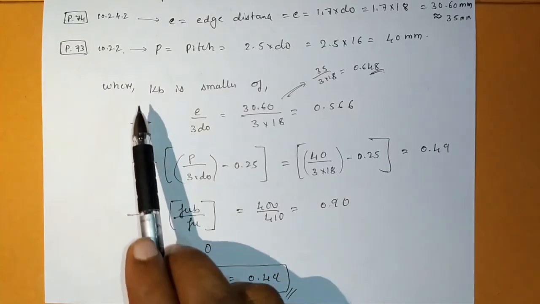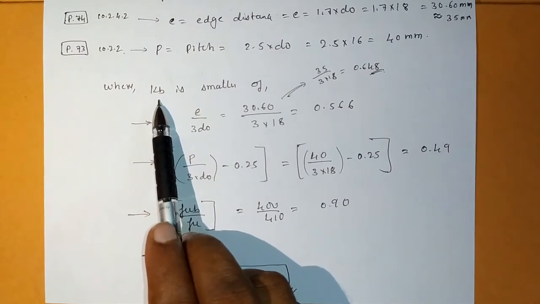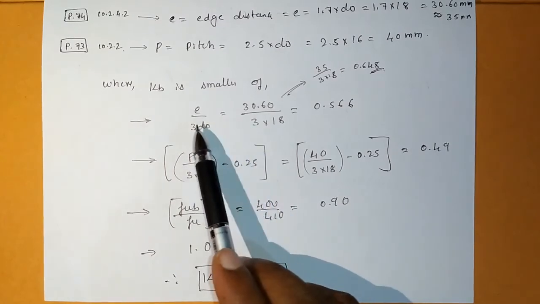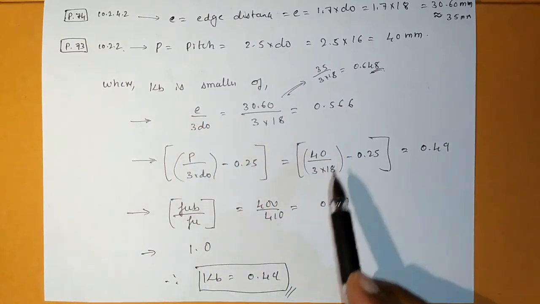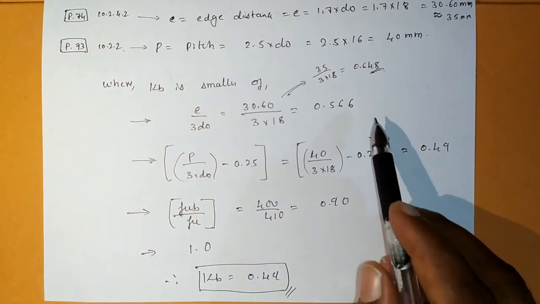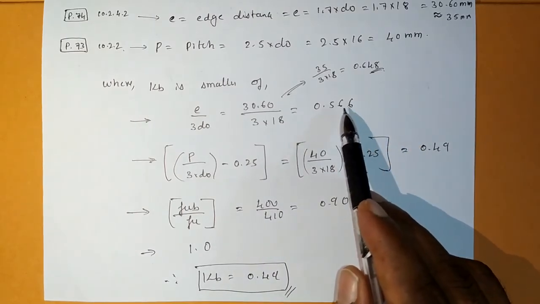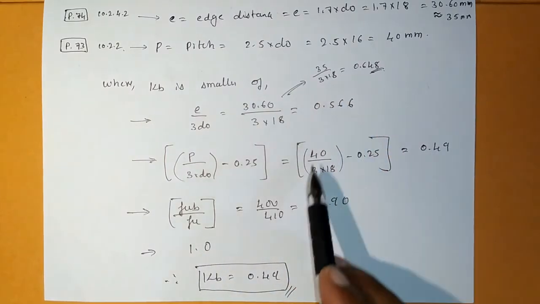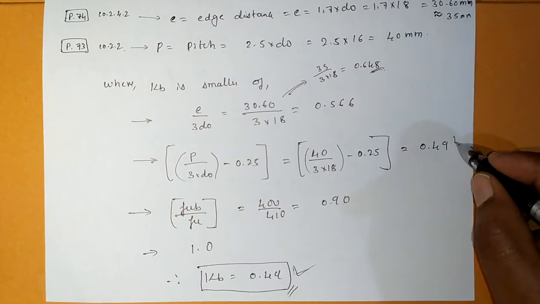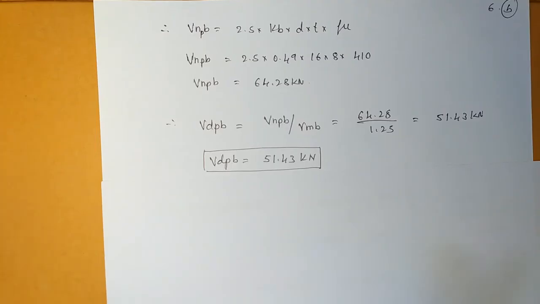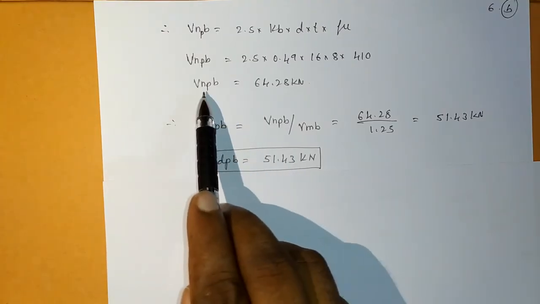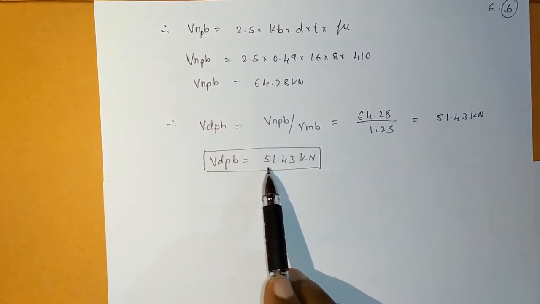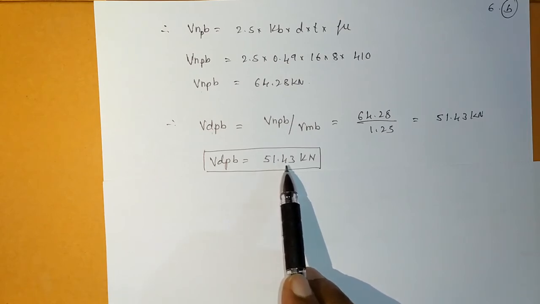After that, we have to calculate Kb value, coefficient Kb. That should be the smaller of these 4 values, 1, 2, 3, 4. Apply formula and substitute these values and calculate all these values, out of which we have to choose the minimum value. Here the values are 0.566, 0.49, 0.90 and 1.0, out of all these 4 values we have to choose the minimum value. This is the minimum value, 0.49. After that, substitute and find out nominal bearing capacity, and the final value of the bearing capacity of the bolt is 51.43 kilonewton.